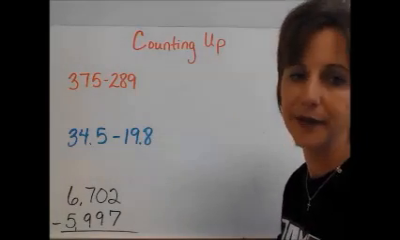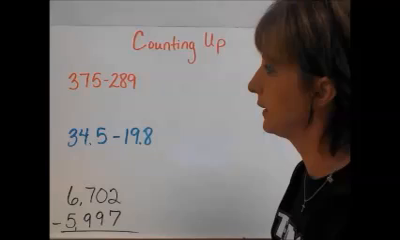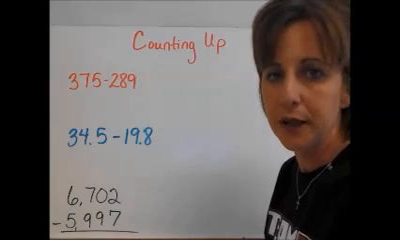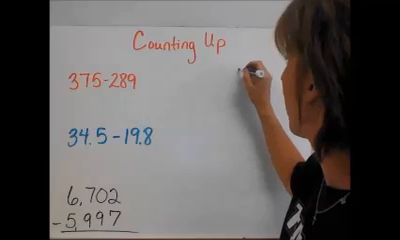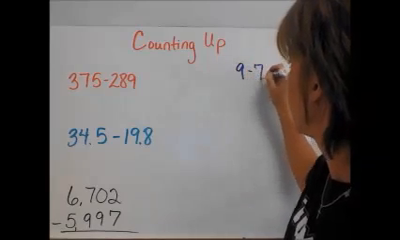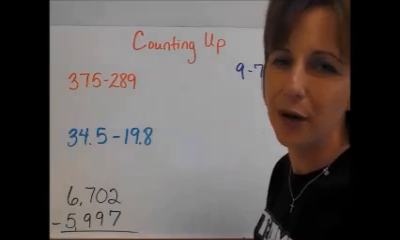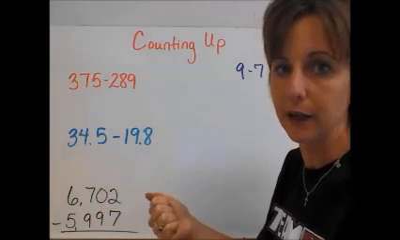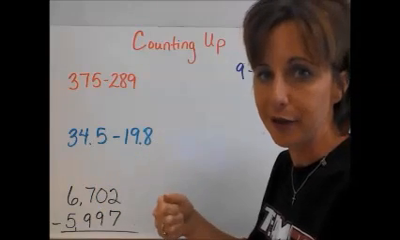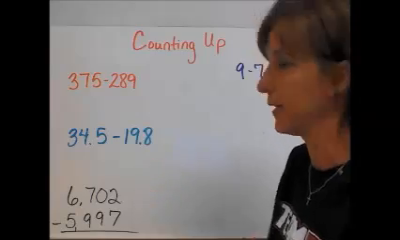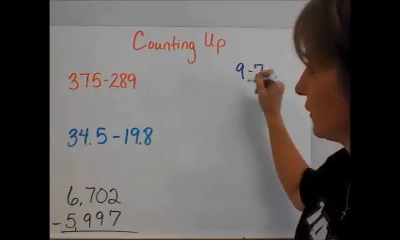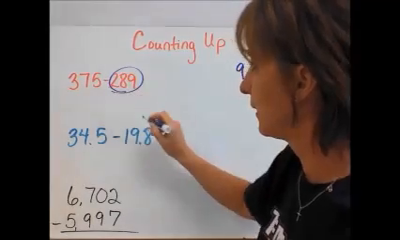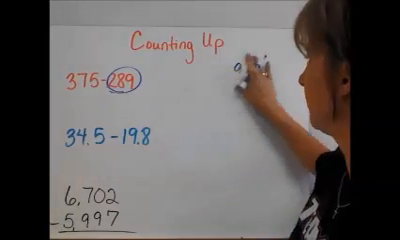All right, our last method is counting up. 289 counted up to 375. When you were in elementary school and your teacher gave you the problem of 9 minus 7, she didn't want you to say 9 and count all the way down 7 fingers. She wanted you to put 7 in your head and count up to 9. So we're going to use that strategy by putting 289 in our head and count up to 375.